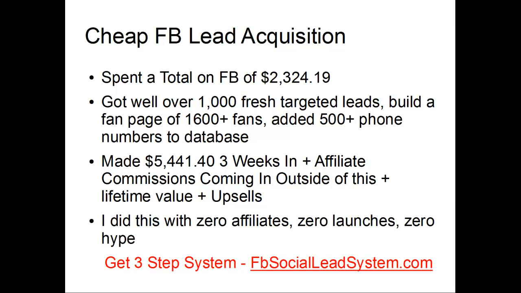So in just 3 weeks of running these ads, these promoted post types of ads, that's for May. That's over $5,000 in actual sales. That's sales right there. So you can see how much I spent, $2,300. I made $5,400. That's just so far.